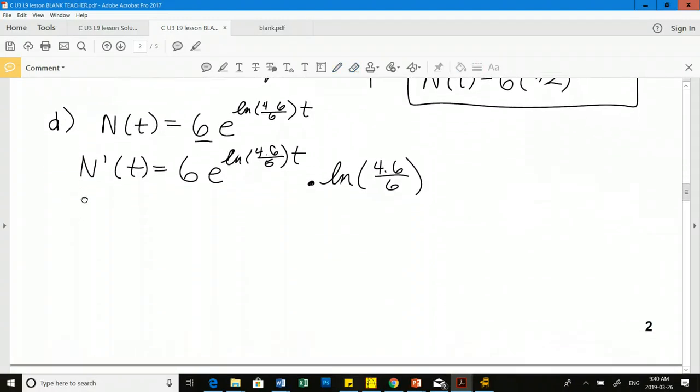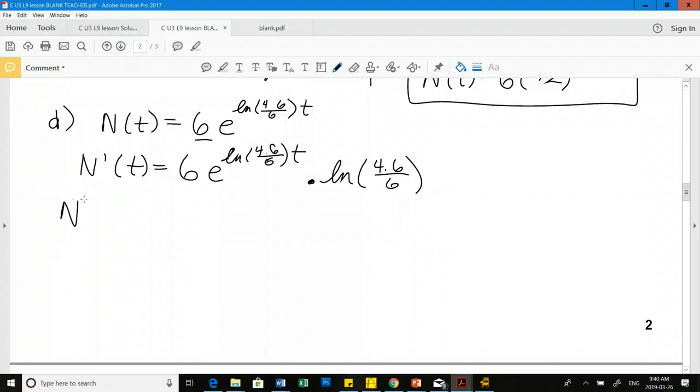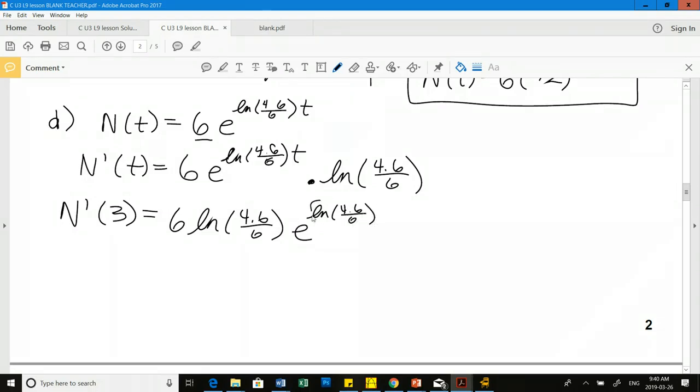So I want to know why this board keeps doing this, but I also want to know what is n prime at 3. Okay, so I'm going to do the ln, 6 times the ln of 4.6 over 6, and then I will do e to the ln of 4.6 over 6, all multiplied by 3. I want to make sure the 3 there is not inside the ln when I'm calculating, which is why I just put square brackets over it. I just moved this in here, just because it's a number. So I'm just going to do 6 times that number, and then I'll multiply it by the e to that exponent.